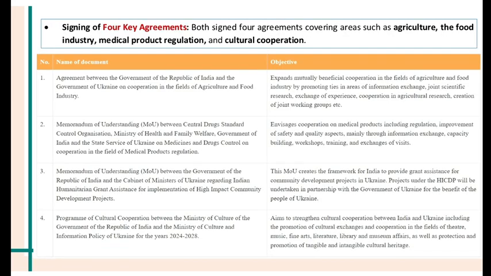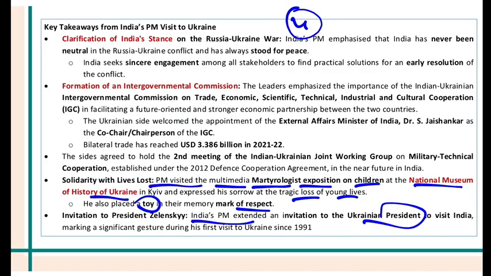So these are the 4 agreements that were signed between India and Ukraine. There is cooperation in the field of agriculture and food industry. Then there is a cooperation on drugs, you know, mainly drugs. And then there is a cooperation for high impact community development project. And then cultural cooperation between the two countries. So these 4 MOUs were signed recently between India and Ukraine. And last time a Ukrainian president visited India, that was in 1991.